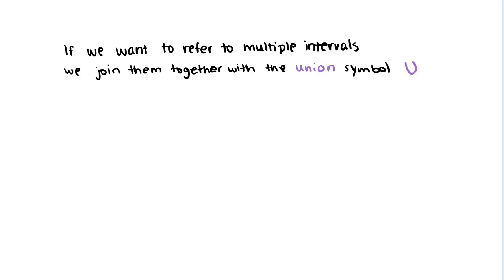Sometimes we'll want to join multiple intervals together. We'll want to refer to multiple intervals at the same time, and we join them together with this union symbol, this sort of uppercase U. Usually we'll order our intervals from smallest to largest. So let's say I have the interval 3 to 7, excluding 3, including 7, and I wanted to join it with the interval 10 to infinity. I would just write this uppercase U between them. This is the union of these two intervals.